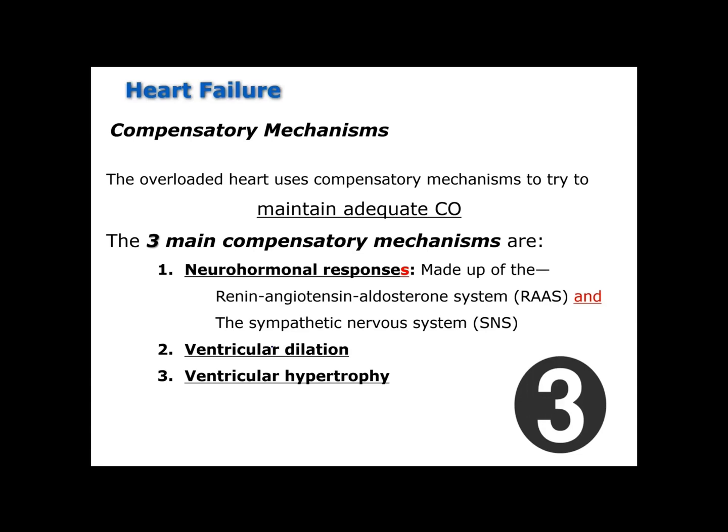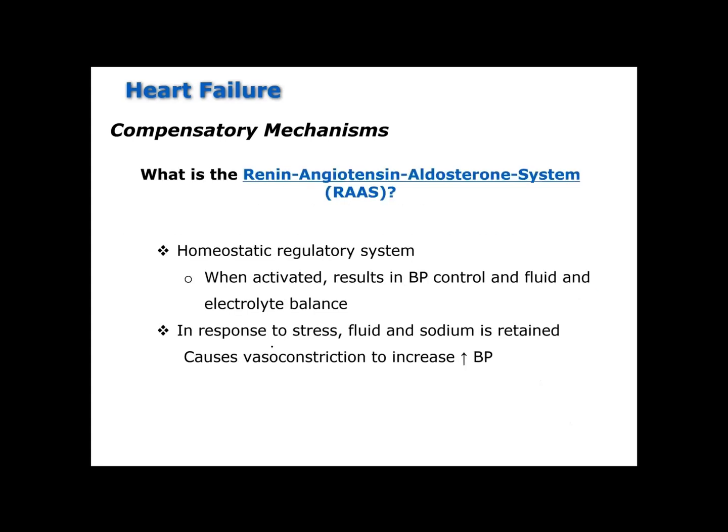The three main compensatory mechanisms are neurohormonal responses made up of the renin-angiotensin system and the sympathetic nervous system. Then you've got ventricular dilation and ventricular hypertrophy. So the renin-angiotensin-aldosterone system is a homeostatic regulatory system. When activated, it results in blood pressure control and fluid and electrolyte balance.